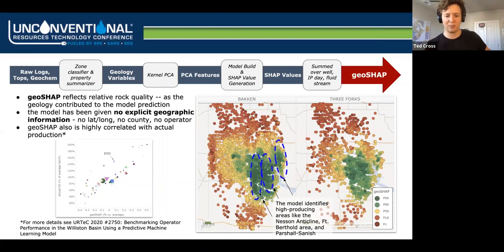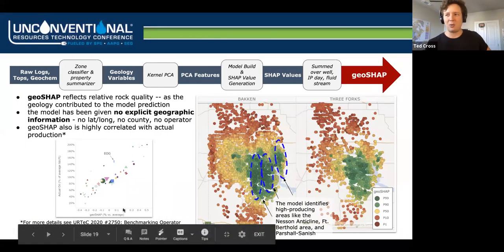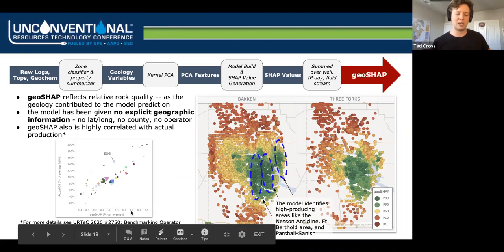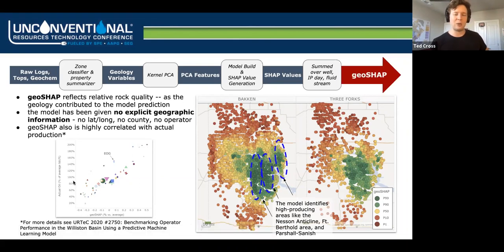And qualitatively, we've reviewed this with people and people nod and say, yes, that looks good. Actually, I think almost every time we've shown a GeoSHAP map, no matter what the basin, people are like, it looks correct. So the other cool thing about this, and we may cover this in another talk because it was another URTeC presentation, is that we'll take that GeoSHAP value and just cross-plot that with the actual oil production of each of the operators.